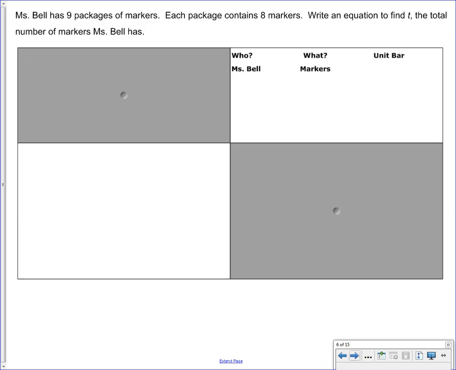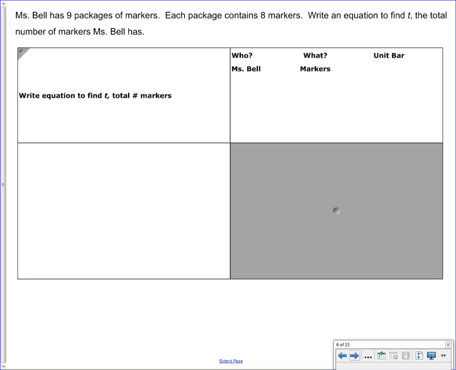Here's our problem. Miss Bell has 9 packages of markers. Each package contains 8 markers. Write an equation to find t, the total number of markers Miss Bell has. So they want us to write an equation to find t, the total number of markers. Alright, so let's reread our problem so that we can fill in our details.